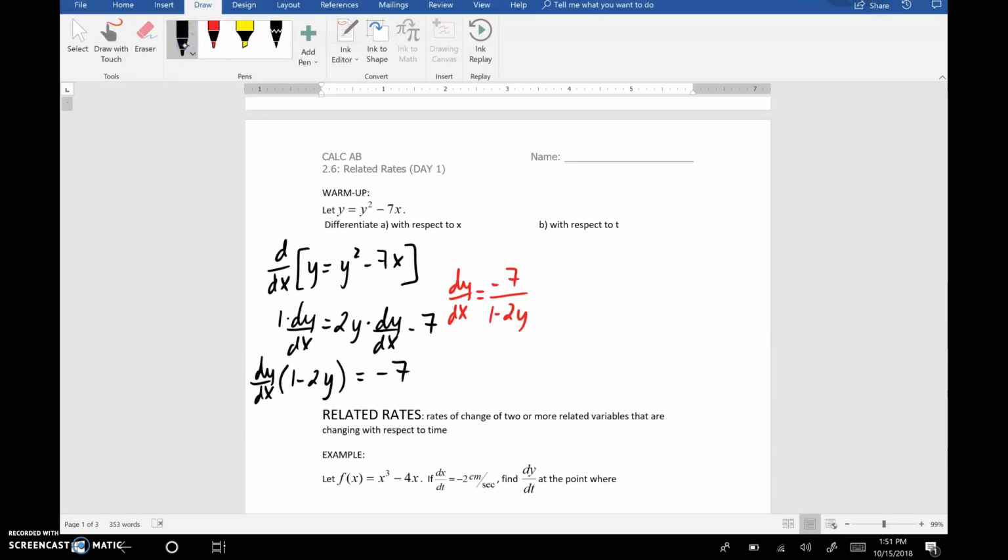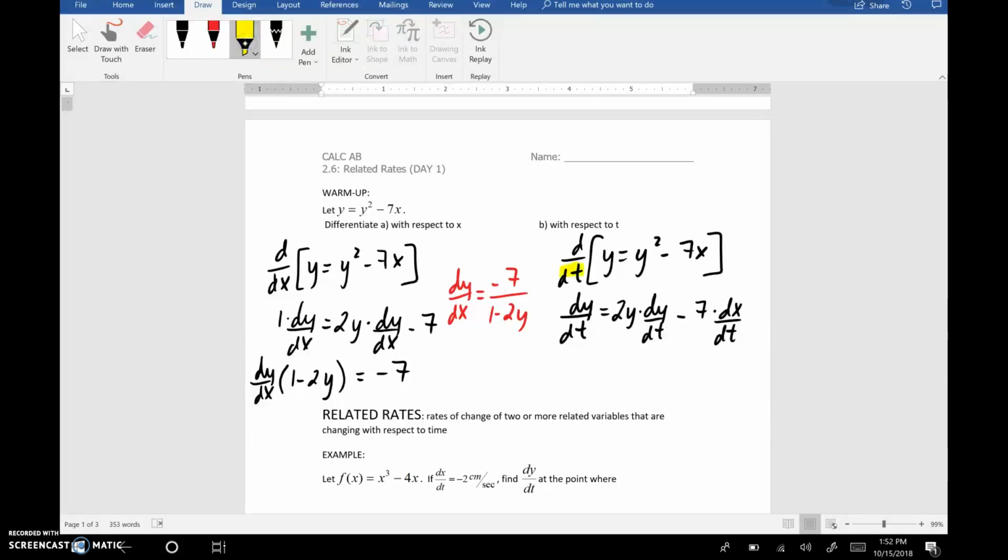All right, so for this lesson, lesson 2.6, we're going to be deriving with respect to t, with respect to time. So if I take my original and I derive with respect to time, now notice all the variables in the expression are different than the variable that I'm deriving with respect to. So the derivative of y with respect to time would be exactly that, dy dt. The derivative of y squared would be 2y, now dy dt. Now the derivative of minus 7x would be negative 7 times dx dt.